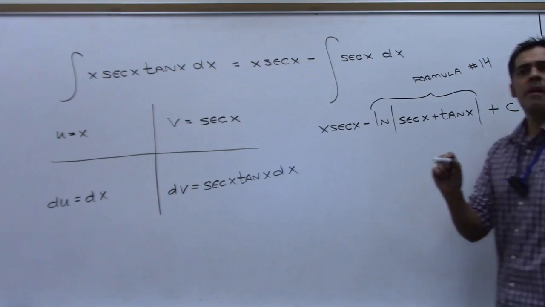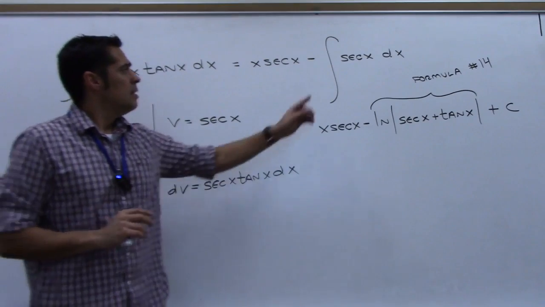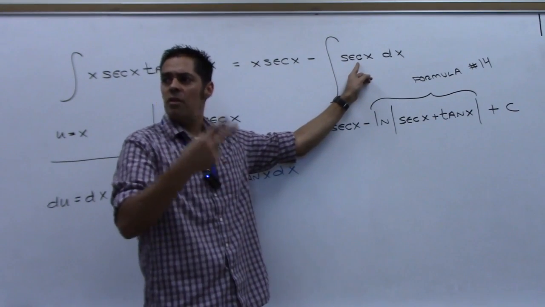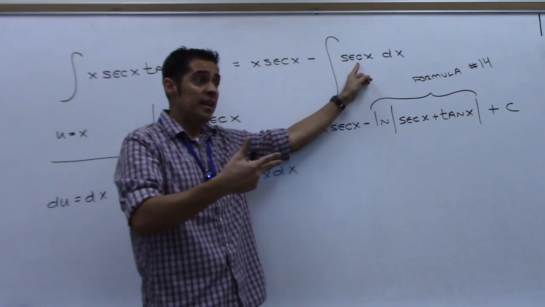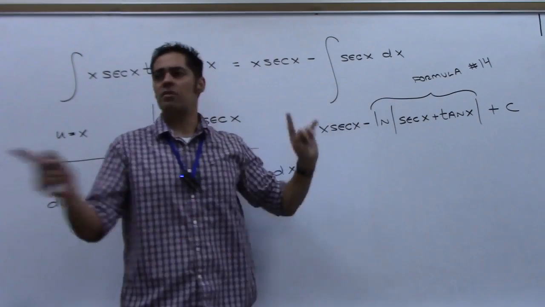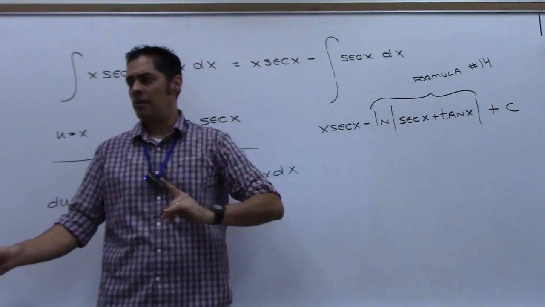So just always remember that you can always find the antiderivative of a single trig function. Like the antiderivative of sine, we know that one. Antiderivative of cosine, we know. Antiderivative of tangent, it's on there. Antiderivative of just secant, it's on there. Just cosecant, it's on there. Just cotangent, it's on there.